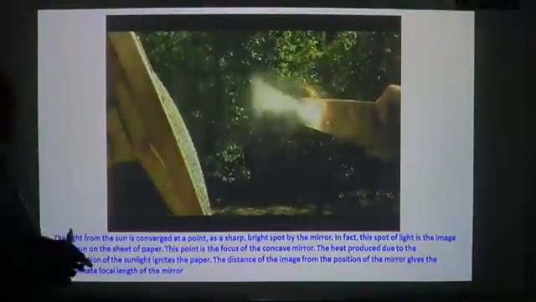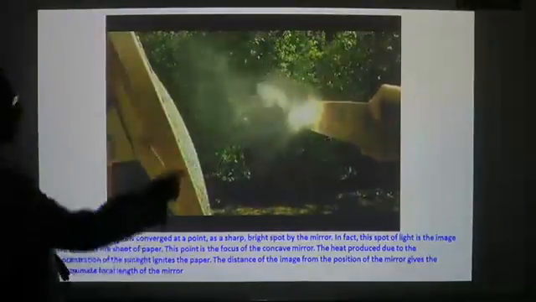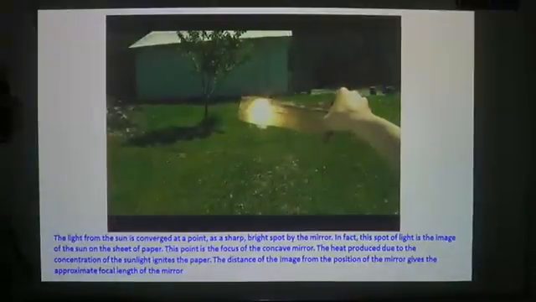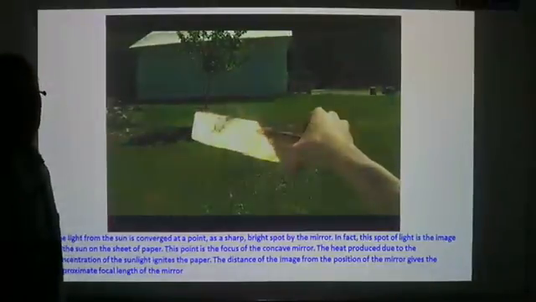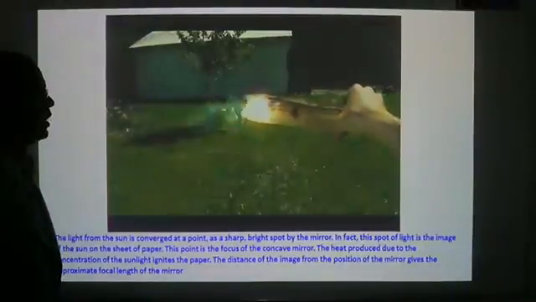Now this is the mirror here, right? It is focused towards the sunlight, and at one point I am keeping the wood. See what happens to the wood? The wood is starting burning. You can see how the flame is created. Fumes are coming out of the wood.